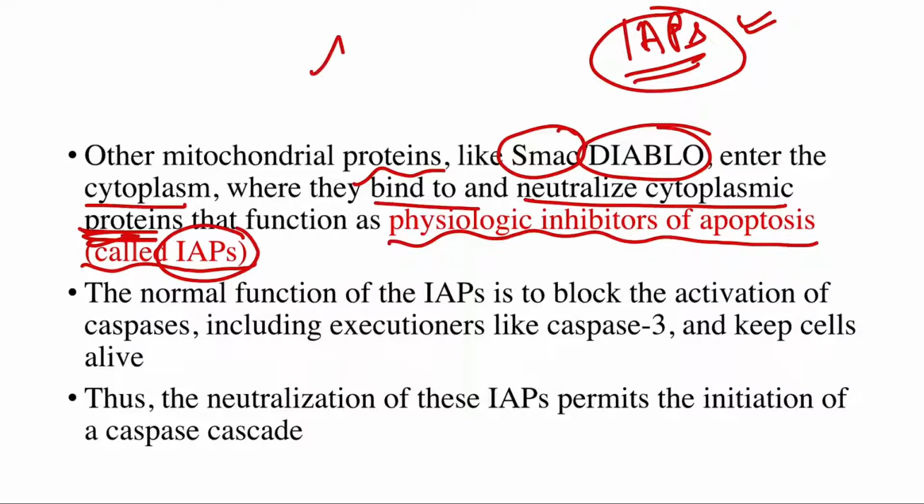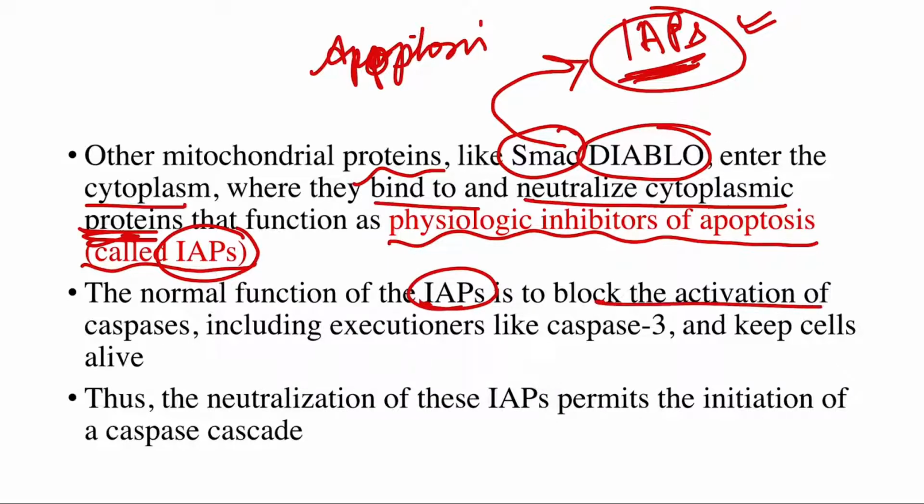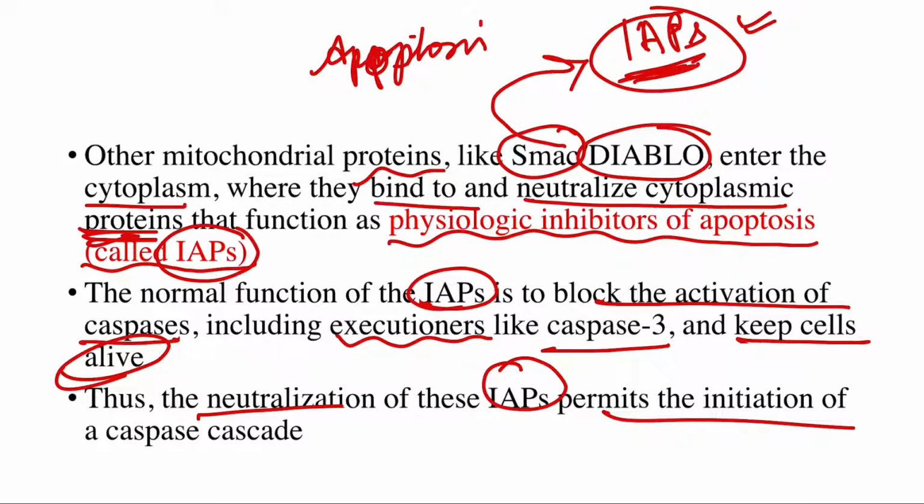Now if we want apoptosis to occur, then obviously we don't want IAPs to function. So there comes the role of SMAC and DIABLO that neutralize IAPs. The normal function of the IAPs is to block the activation of caspase, including the executioners like caspase 3, and keep the cells alive. So thus the neutralization of these IAPs permits the initiation of a caspase cascade.